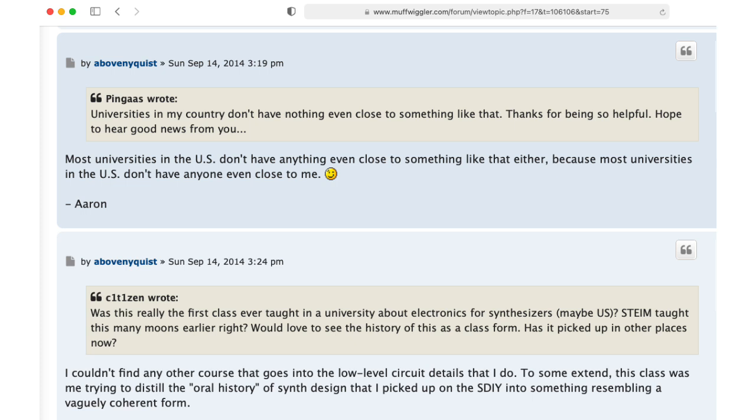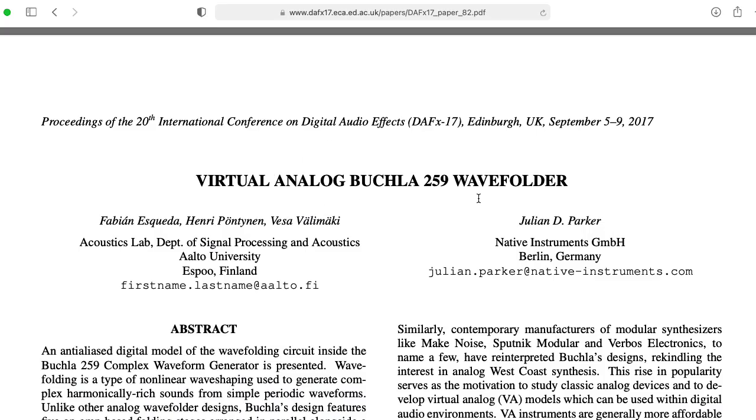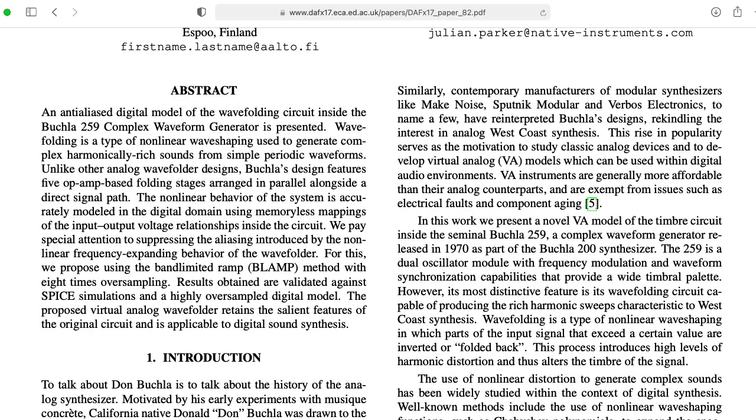And one day, I came across this really interesting paper called Virtual Analog Buchla 259 Wavefolder that appeared in the proceedings of the DAFX conference, Digital Audio Effects. And this is a great conference, and you should read all of the papers coming out of it. This is actually probably the best place to get a detailed circuit analysis of a lot of fancy analog synthesizer circuitry, because the people writing the papers are trying to create DSP models of that circuitry. So the first thing they do is try to figure out the circuitry. And here I was very interested to see them tackling the 259.